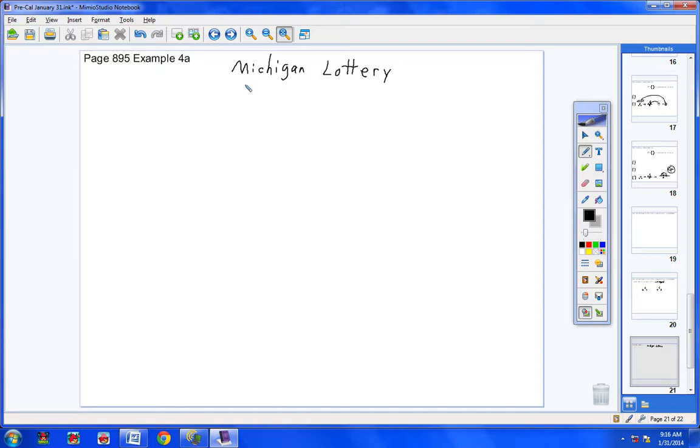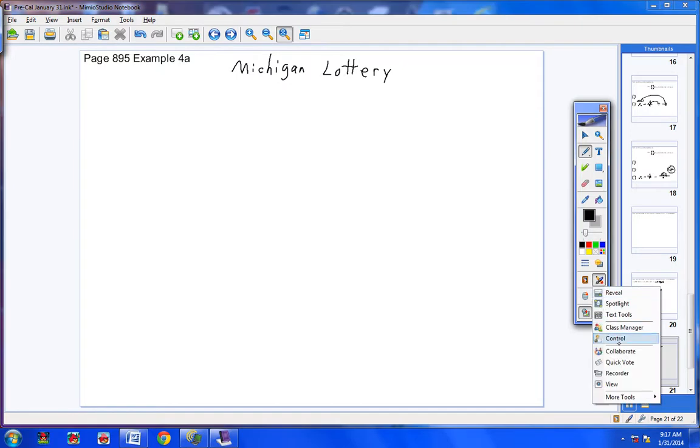Okay, I'm going to skim through the problem quickly. In the state of Michigan, there's the classic Lotto 47. It's a twice weekly lottery, jackpot starting at $1 million. You spend $1 for a ticket. You choose 6 numbers, 1 through 47. And of course, if your numbers are picked, you win.